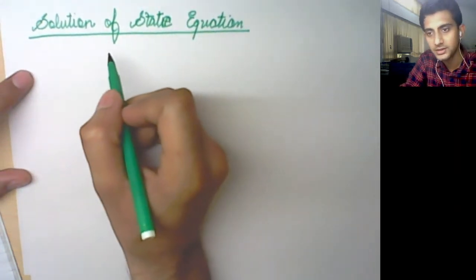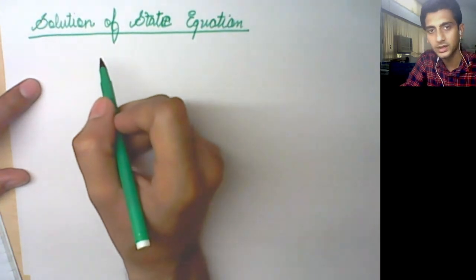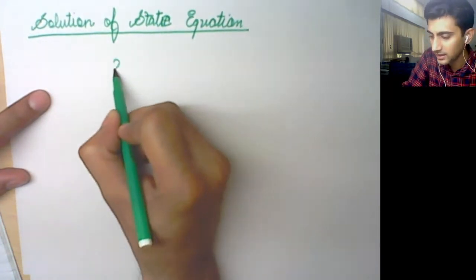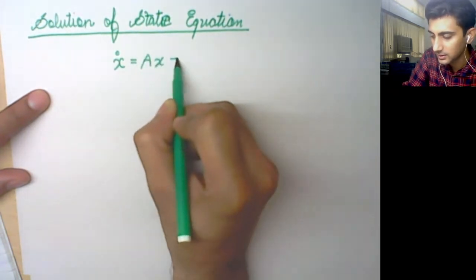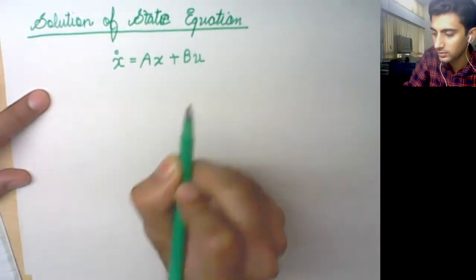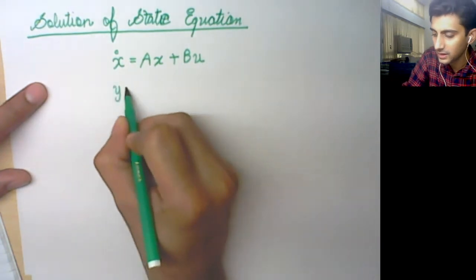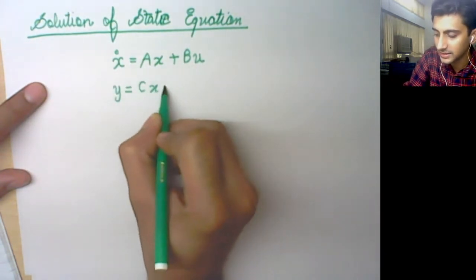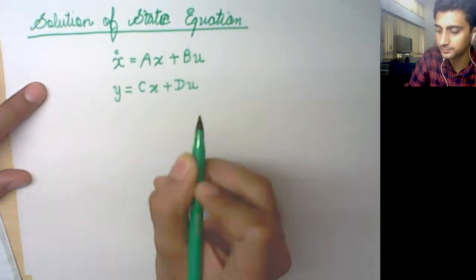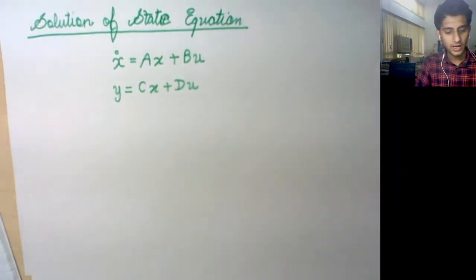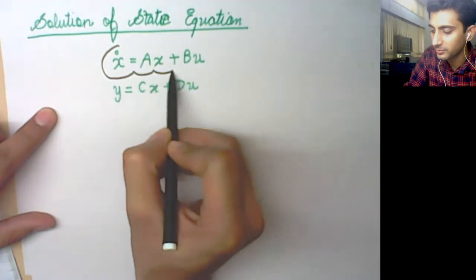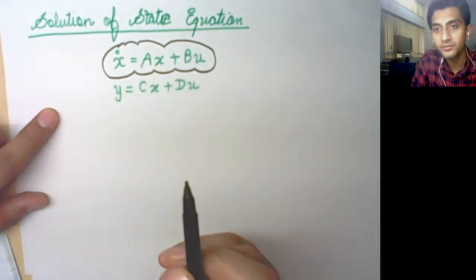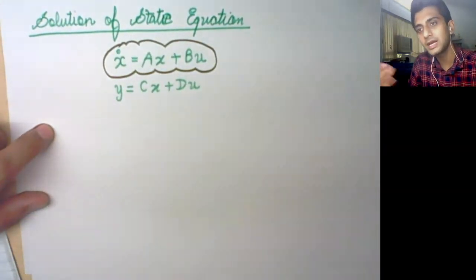As you all know, state equations are nothing but first order differential equations given by x dot equals Ax plus Bu, and y, which is output, equals Cx plus Du. Our main focus remains, as I already told you in some of the previous classes, to solve the differential equation and find out the state of your circuit.